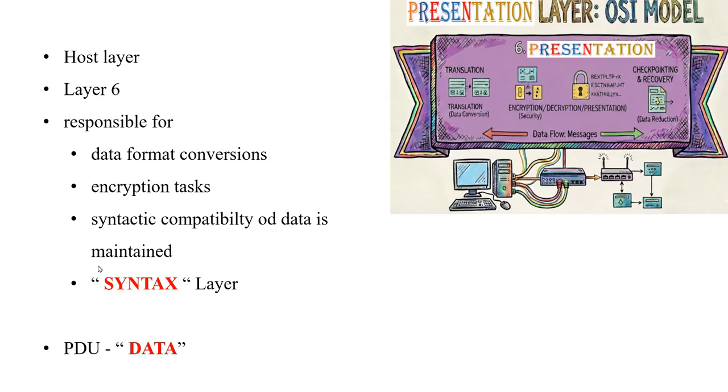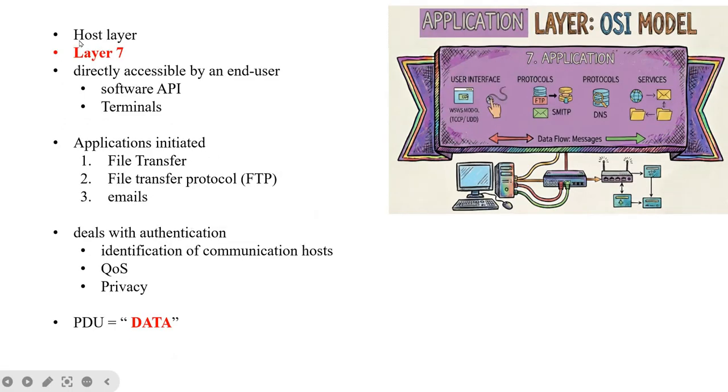And next is the application layer. So this is the host layer. Again, this is layer 7 of the OSI model, and it is directly accessible by an end user, through the software API or the terminals. Here the end user is a person who interacts with the product daily, for example an office clerk using the software. And API is the application programming interface, which is a set of rules and protocols which allow one software application to talk to another. That is, it acts as a translator or a middleman here.